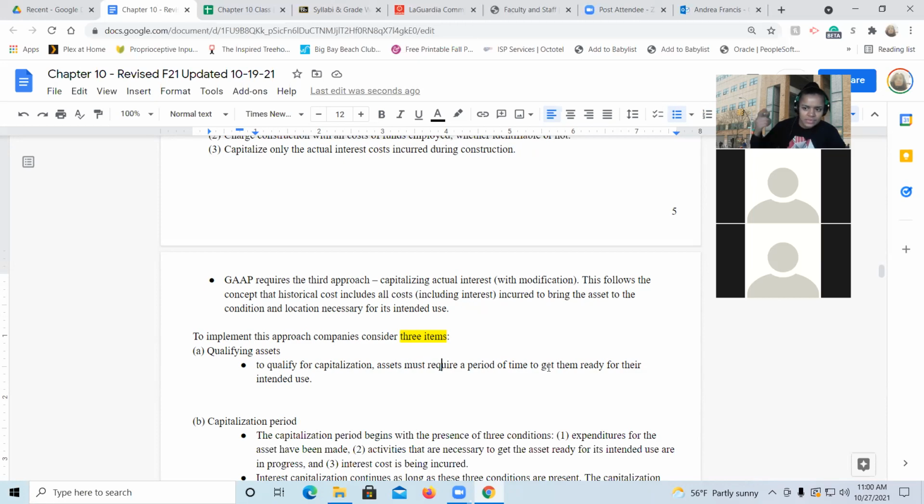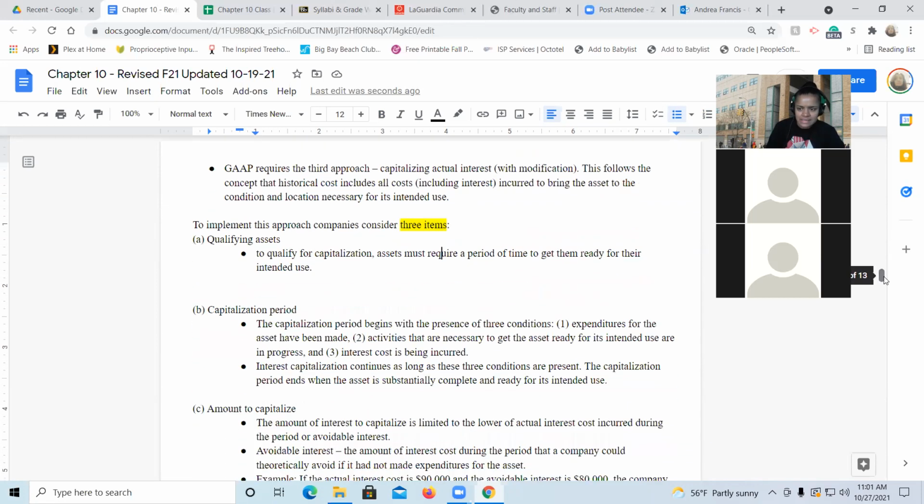Because interest is also a function of time, meaning that interest is being incurred over time. So you can't just capitalize interest to an asset that is being constructed in a very short period of time, because how much interest was really incurred during the construction period? So there must be a period of time to get the asset ready for its intended use. And then the capitalization period begins.